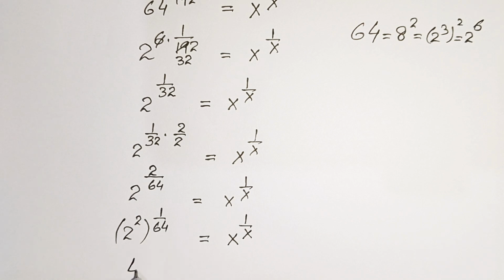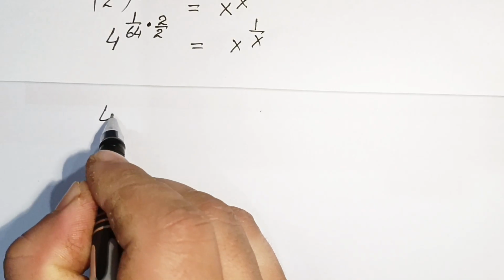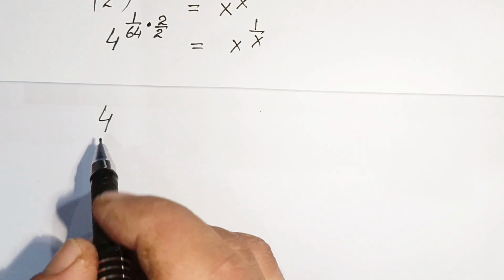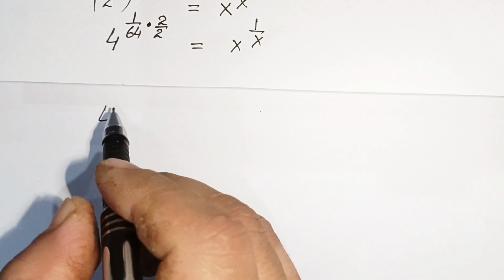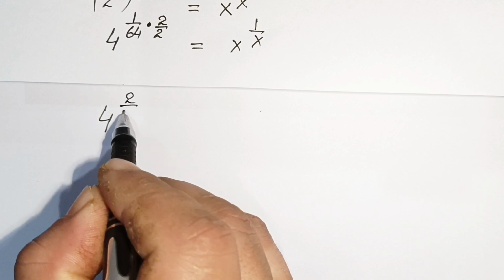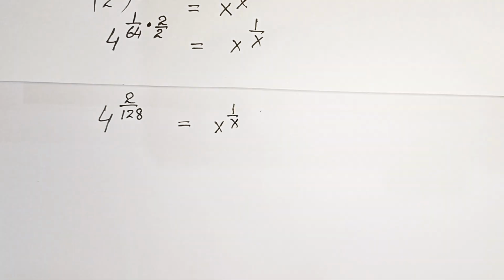Now this 2 squared is equal to 4, and we have 4 to the power 1 over 64, which is equal to x to the power 1 over x. Now if we again multiply and divide by 2 as a power on our left hand side, then we have 4 to the power, if we multiply 2 times 1 is 2, and 64 times 2 is 128, so we write here 4 to the power 2 over 128, which is equal to x to the power 1 over x.